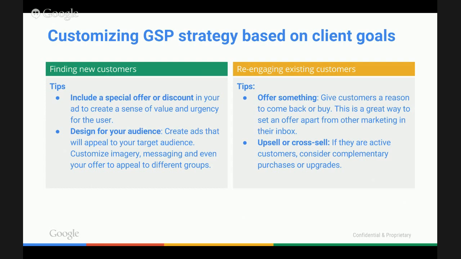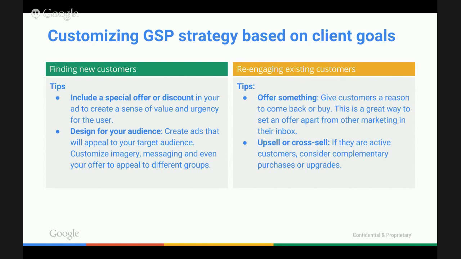In terms of re-engaging with existing customers, GSPs are a great way to engage with those. You can use domain targeting to reach users that already have a relationship with that specific advertiser. And as Indra mentioned before, it's very good to always offer something to these customers. Give them a reason to come back and buy, and also upsell or cross-sell. It doesn't necessarily mean that if you already sold them something, you can't try to upsell some additional product.